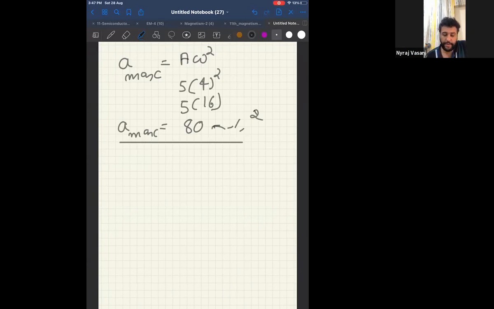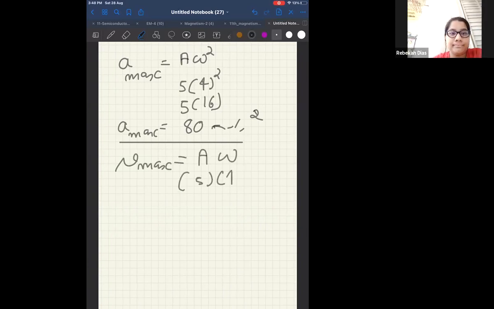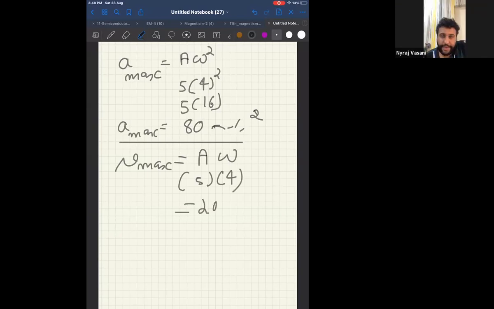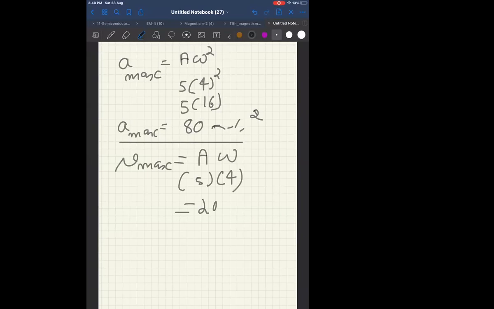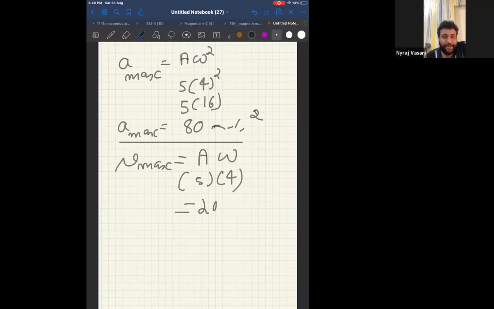So A max is 80. Now tell me what is the value for V max? 20. 20 meter per second. A is 5. This is 4. Can I say we came back to the previous question? Yes, sir. So can I say time also will be same as previous question? Check. Time will be pi by 2. Pi by 2. Correct. Same as previous question. Previous question frequency was 2 by pi. So time would be pi by 2, correct? Yes, sir.